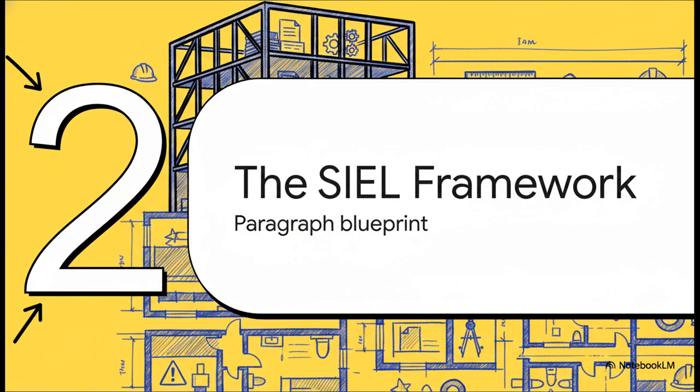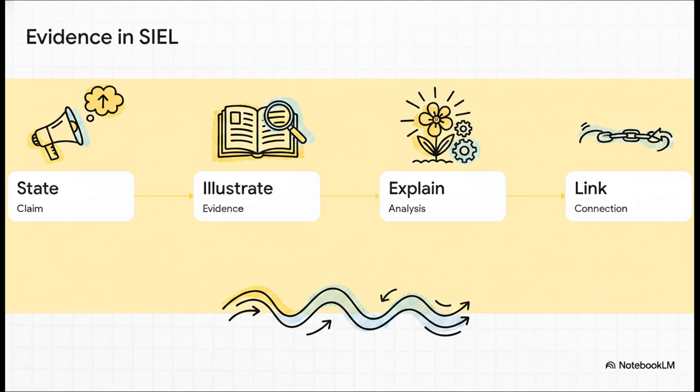Section 2, the SIEL writing framework, the blueprint for analytical paragraphs. Every good construction project needs a blueprint, and the SIEL method is your highly reliable core operating system here. Crafting a successful paragraph happens in 4 distinct chronological steps. First, you state your claim. That's the core argument you're making. Second, you illustrate with your evidence, pulling that directly from the text.